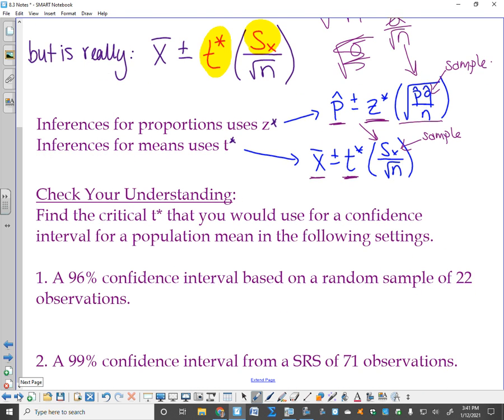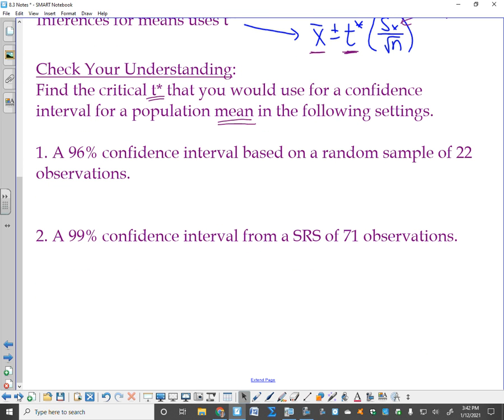Check your understanding. Find the critical T star, just like Z star, but this is a T star that you would use for a confidence interval for a population mean with the following setting. So again, we're trying to remember means is T star. Proportions are Z stars. I want a 96% confidence interval based on a random sample of 22 observations.